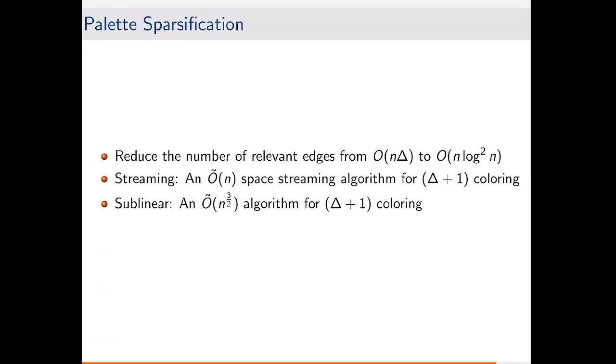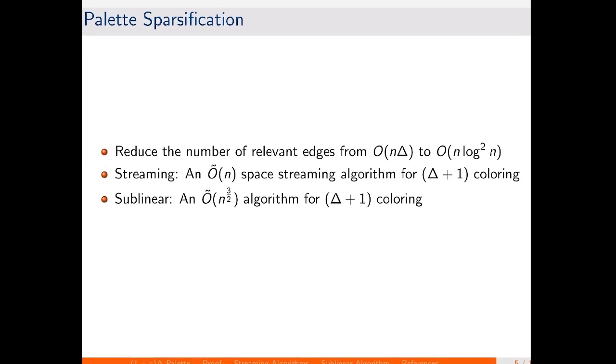So the big advantage of palette sparsification is that we can reduce the number of relevant edges from n delta to n log squared n. This follows their palette sparsification theorem, where we sample log n colors from the global palette. So we have a sparser graph now, and it's near linear, which is a huge improvement. This can give rise to improvements and applications in the streaming setting, where we can have O tilde of n space streaming algorithms for coloring from a delta plus one palette. And we can also have an O tilde of n to the 3/2 time algorithm for coloring from a delta plus one palette. These two results are from Assadi, Chen, and Khanna's SODA paper.